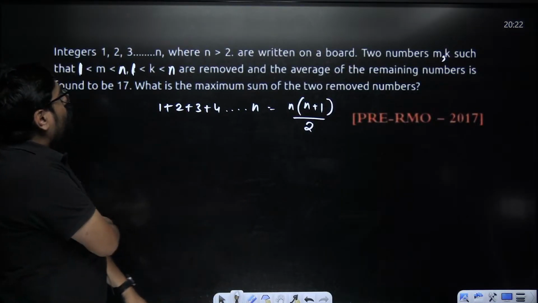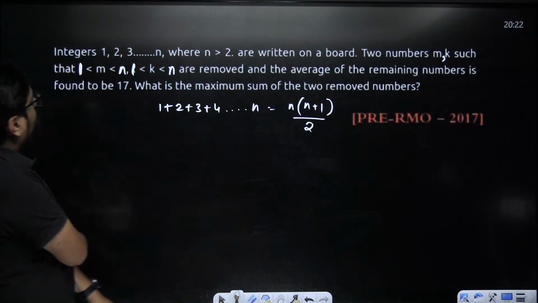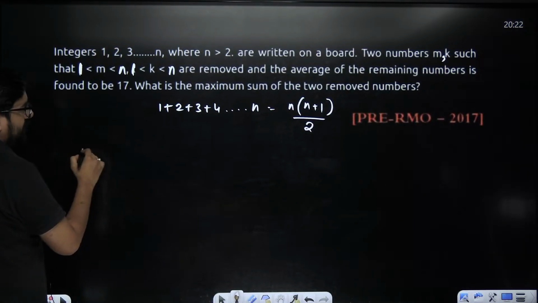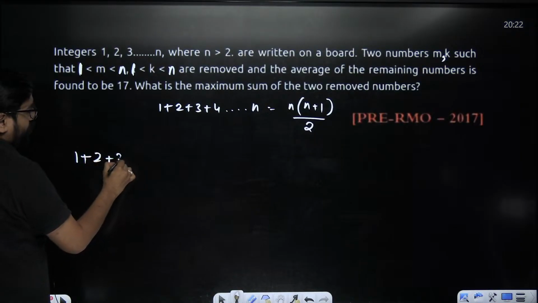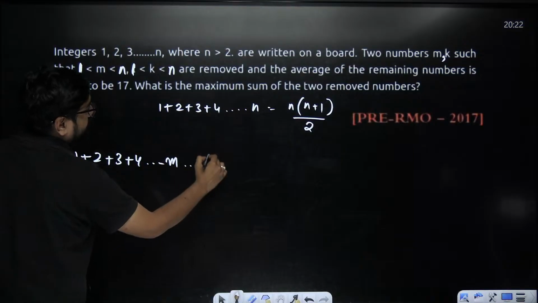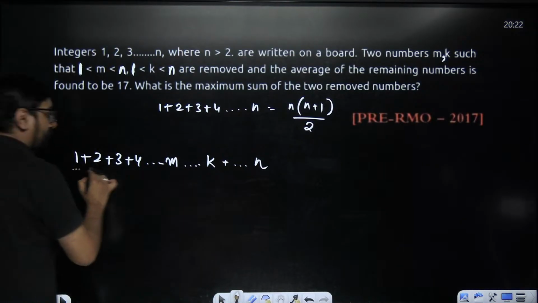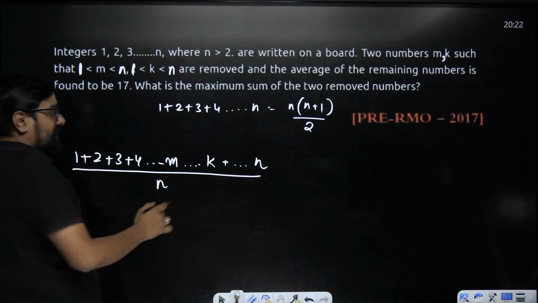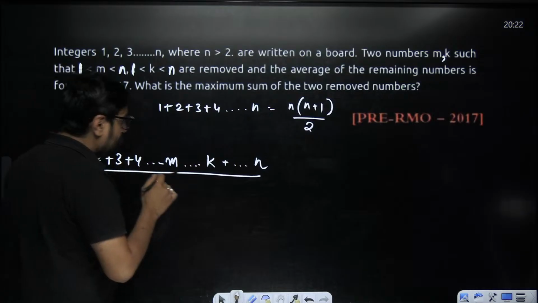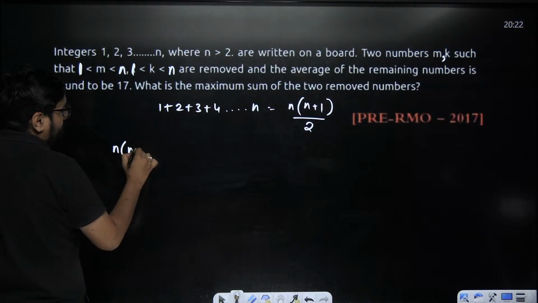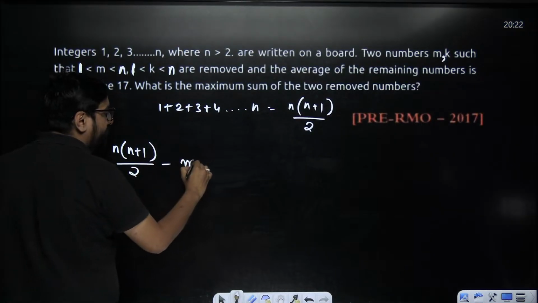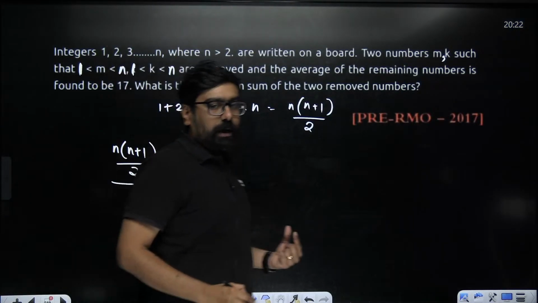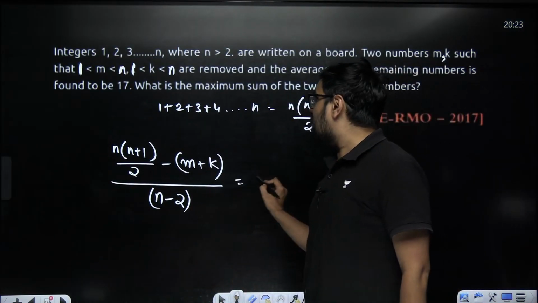Now they are saying two numbers m and k are removed and the average of the remaining numbers is found to be 17. Somewhere m is coming and somewhere k is coming, and n is over here. Right now the sum of all n numbers is n into n plus 1 divided by 2. Now I remove m and k, so the sum becomes n into n plus 1 divided by 2 minus m plus k, divided by n minus 2, because two numbers are removed. Sum divided by total number of elements is the average. This is equal to 17.